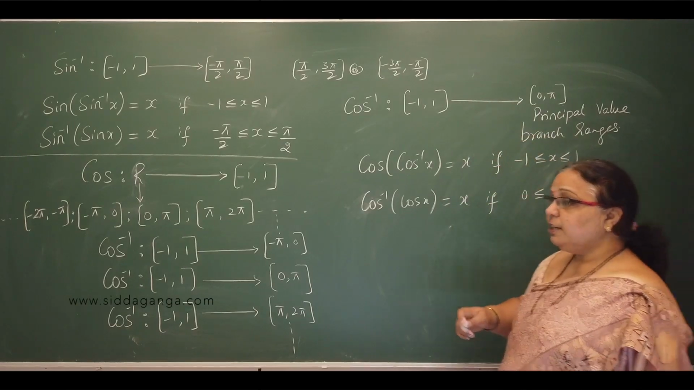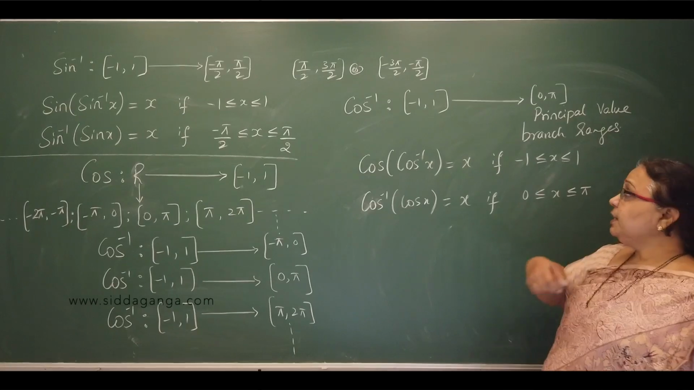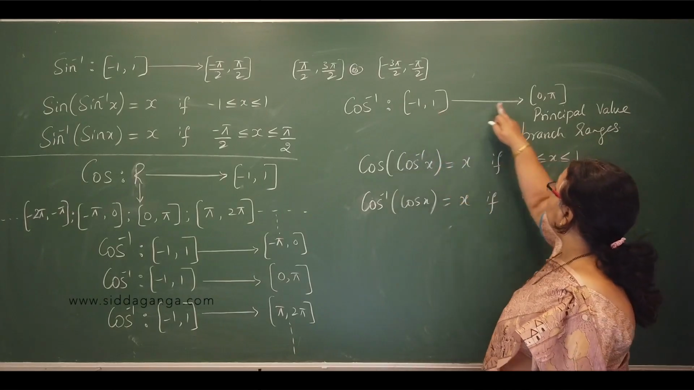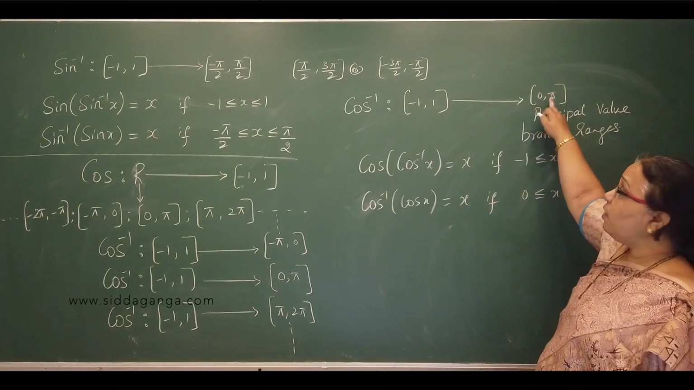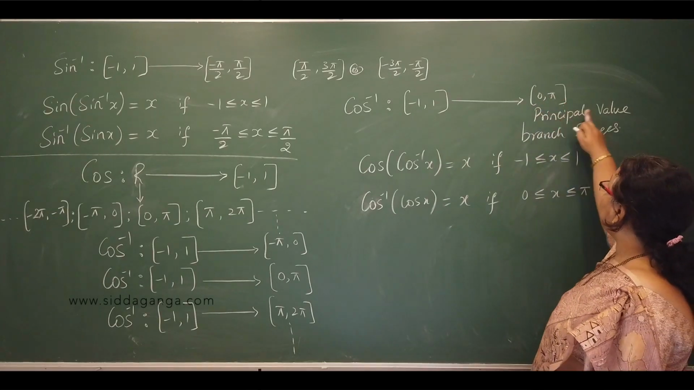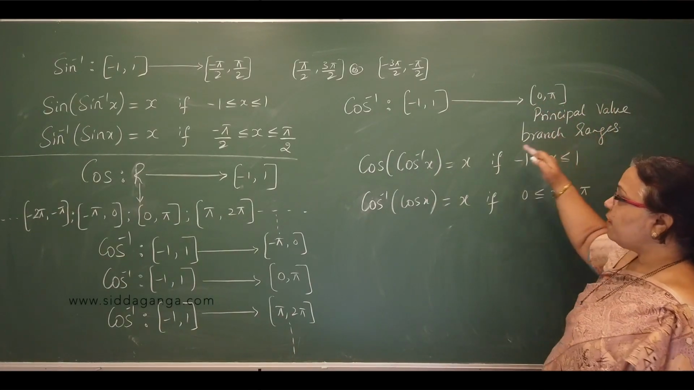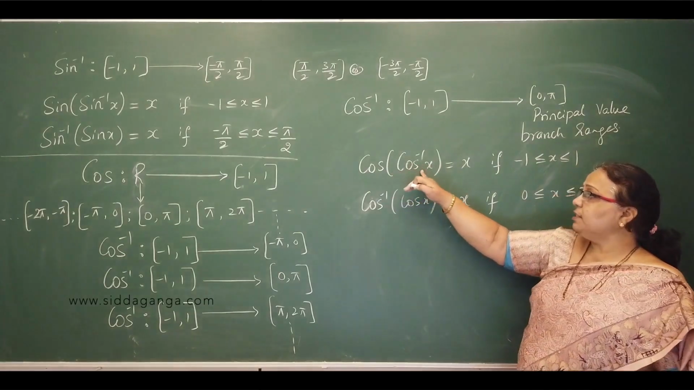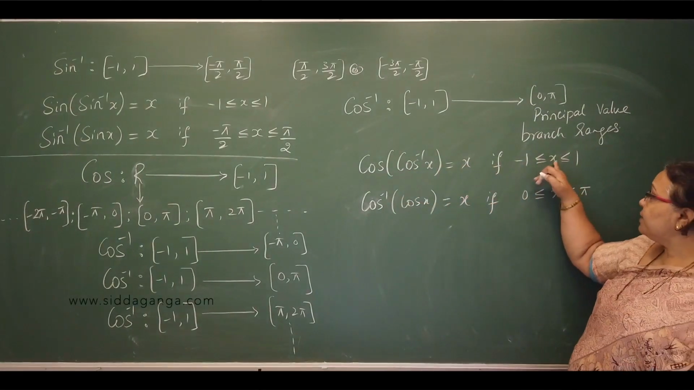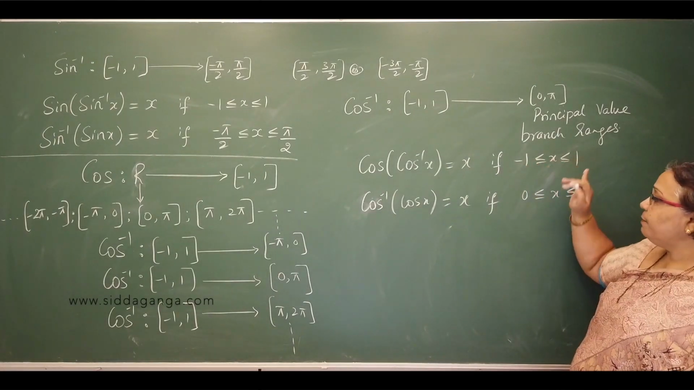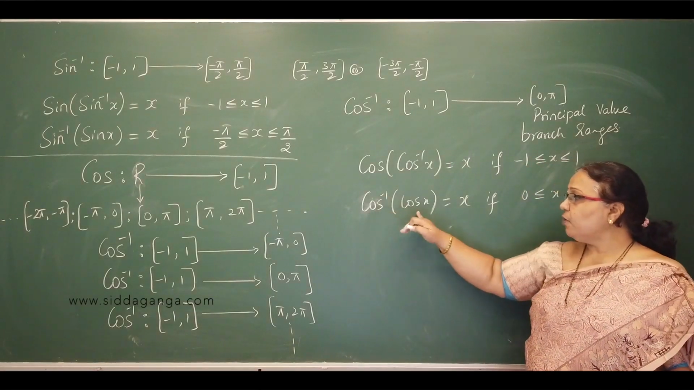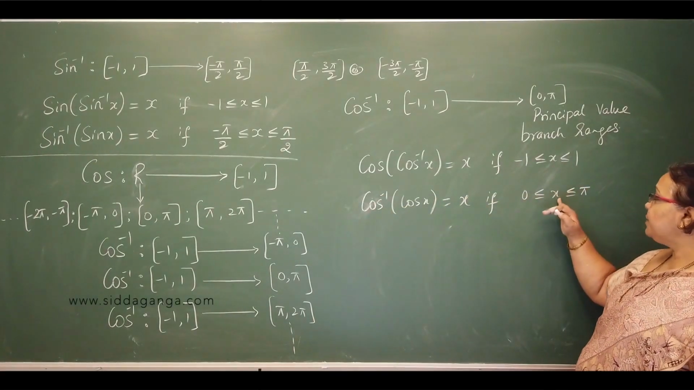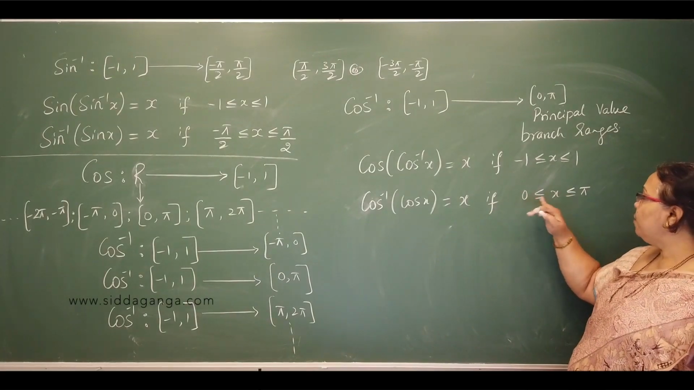So the inverse of the cosine function is defined from the closed interval -1 comma +1 to the closed interval 0 comma pi, which is called the principal value branch range. According to the definition of the inverse of a function, cos inverse x equals x only if x lies in the closed interval -1 comma +1, and cos inverse of cos x equals x only if x belongs to the closed interval 0 comma pi.